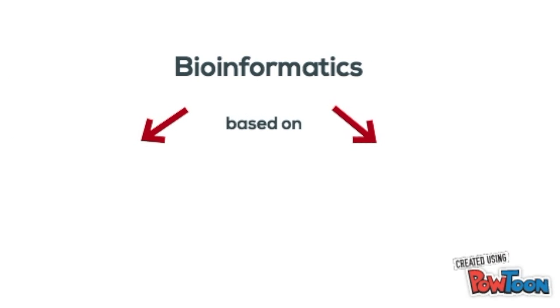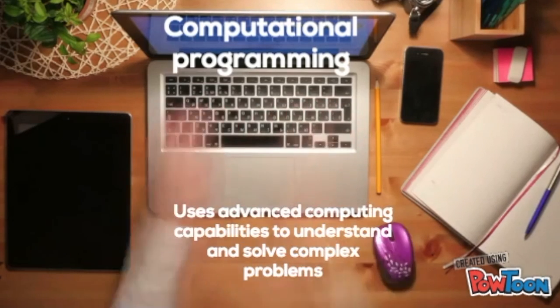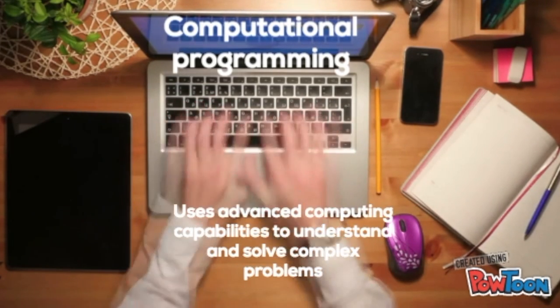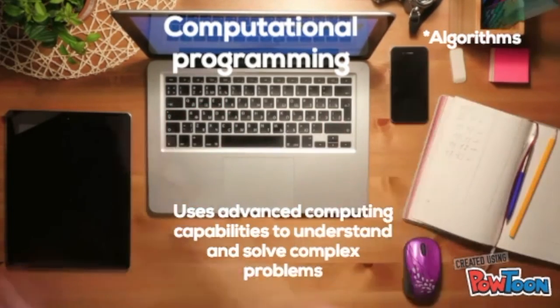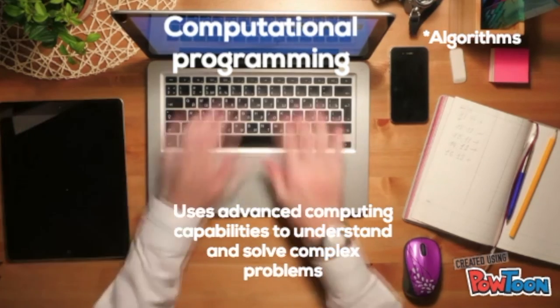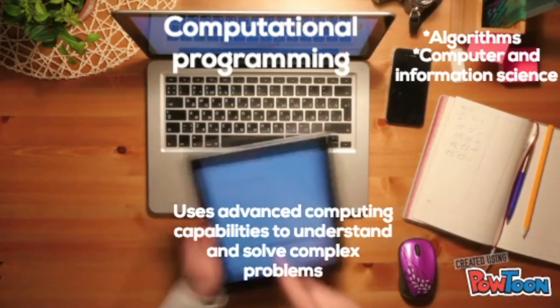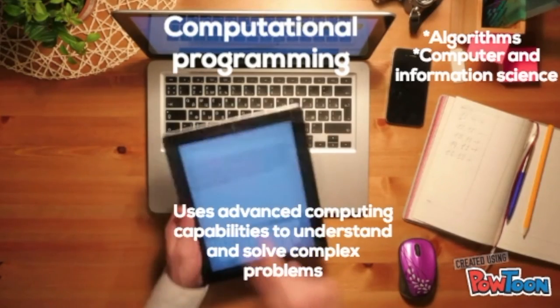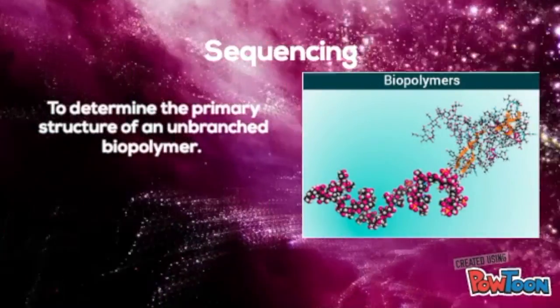Bioinformatics is based on computational programming and sequencing. Computational programming uses advanced computing capabilities to understand and solve complex problems, with algorithms to solve science, engineering, and humanity problems, and computer and information science to optimize the advanced system hardware, software, networking, and data management. Sequencing is to determine the primary structure of an unbranched biopolymer.